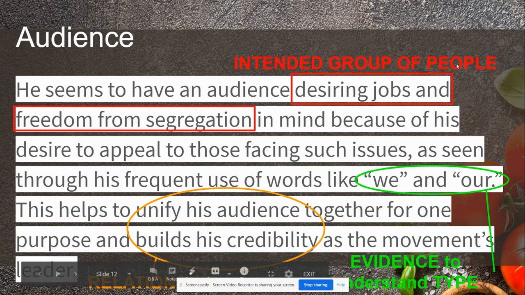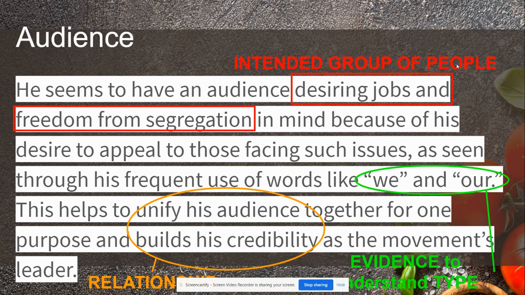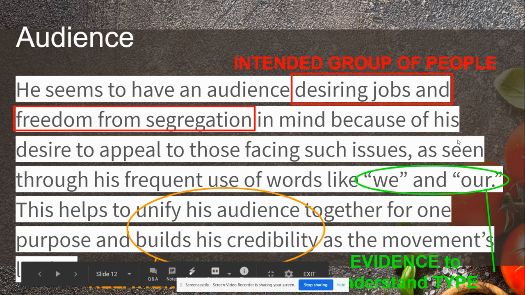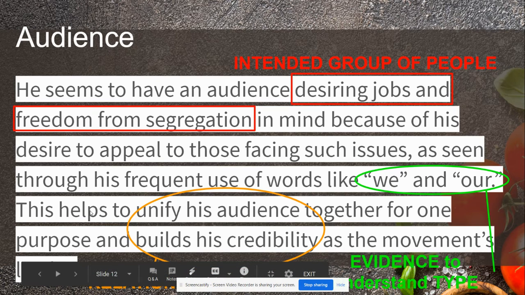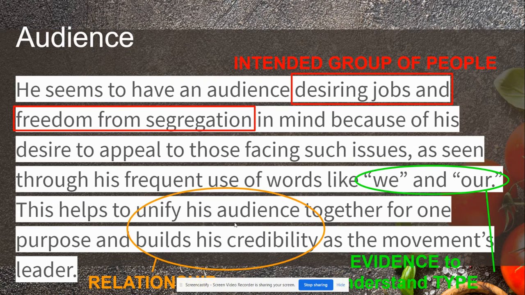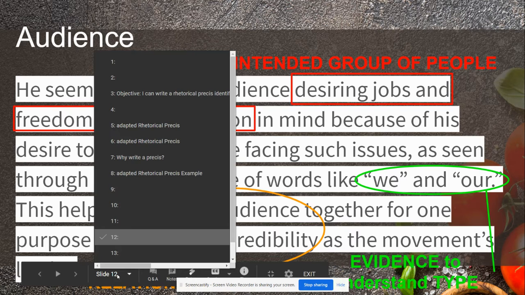Don't just say he is speaking to Americans, but think about what are the clues in the text that showcase who is being discussed, in mind, because of his desire to appeal to those who are facing such issues, as seen through his frequent use of words like we and our. So notice we have evidence that shows who that intended group of people is. This helps, this is the purpose, to unify his audience together for one purpose and builds his credibility as the movement's leader. So this shows the relationship between him as the author and his audience and how he is able to develop a relationship between them.